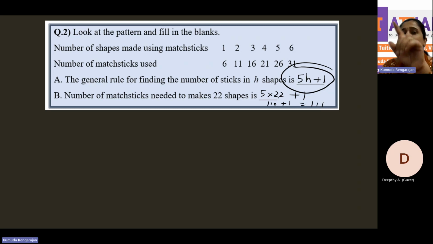For one shape, h is 1. Two shapes, h is 2. Three shapes, h is 3. For 22 shapes, h is 22. So 5 into 22 plus 1. The rule is 5h plus 1. So 5 into 22 is 110 plus 1, which is 111.